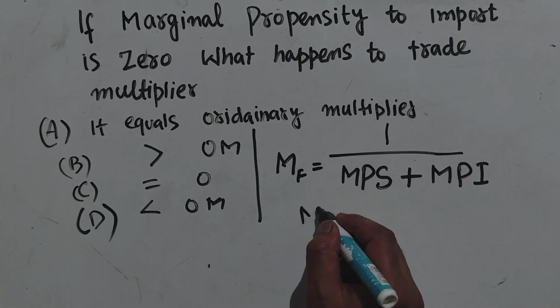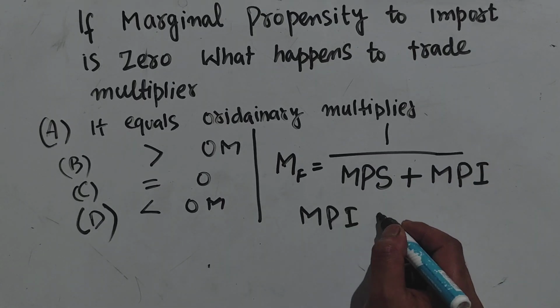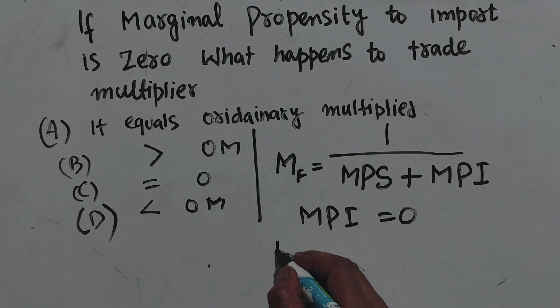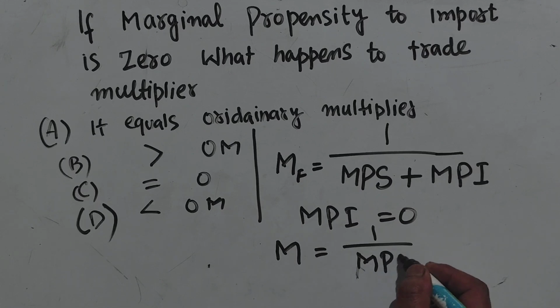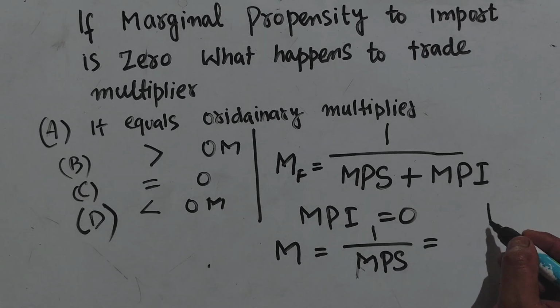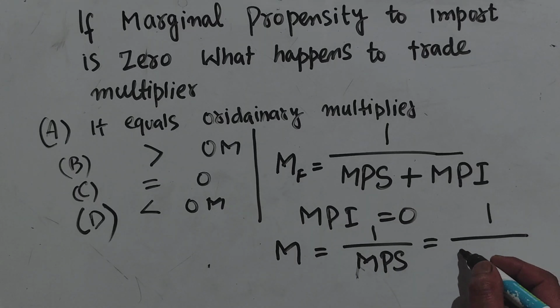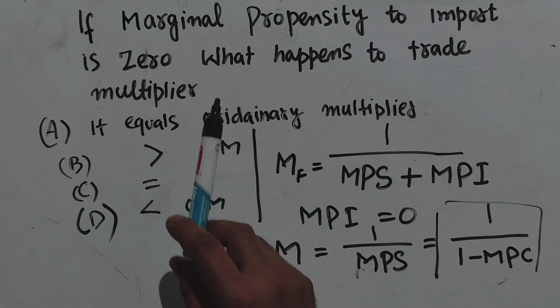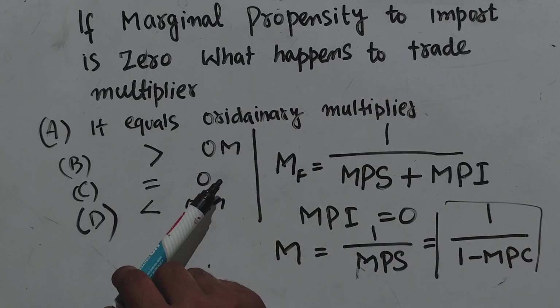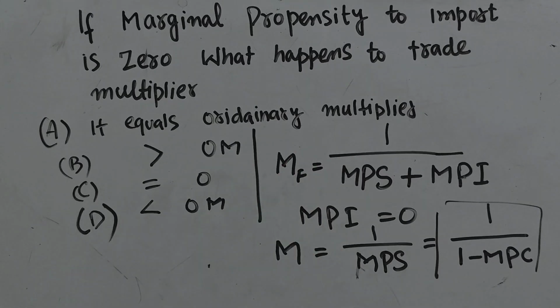Now if MPI is equal to 0 in this equation, our multiplier will be equal to 1 divided by MPS, marginal propensity to save, which is in fact our ordinary multiplier, which we write in this fashion, that is 1 divided by 1 minus the marginal propensity to consume. Okay, so if MPI is equal to 0, trade multiplier becomes the ordinary multiplier.